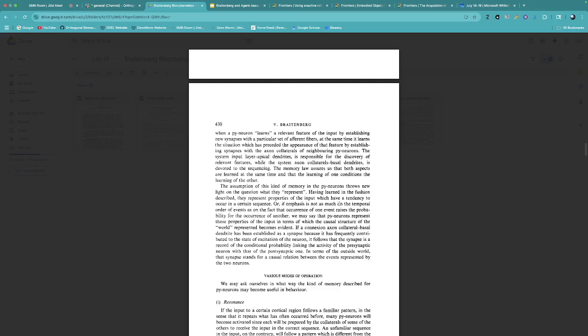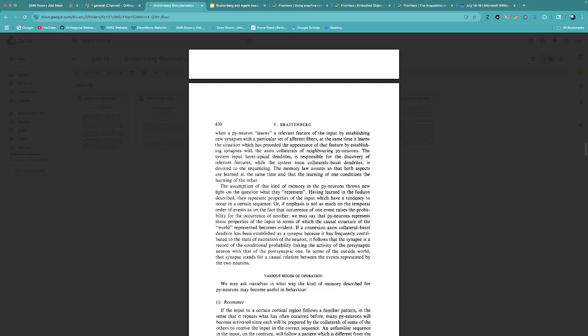Or if emphasis is not as much on the temporal order of events as on the fact that occurrence of one event raises the probability of the occurrence of another, such as in Hebbian learning. We might say that pi neurons represent those properties of the input in terms of which the causal structure of the world represented becomes evident.